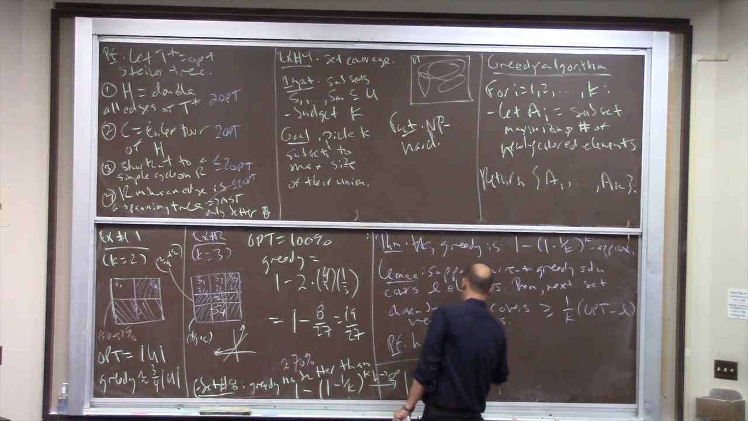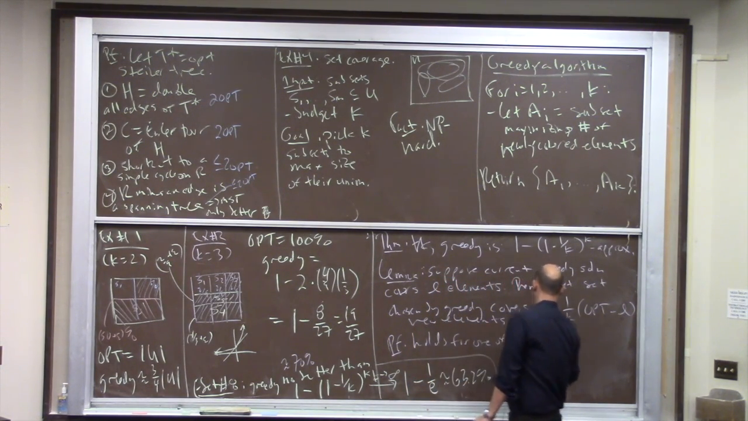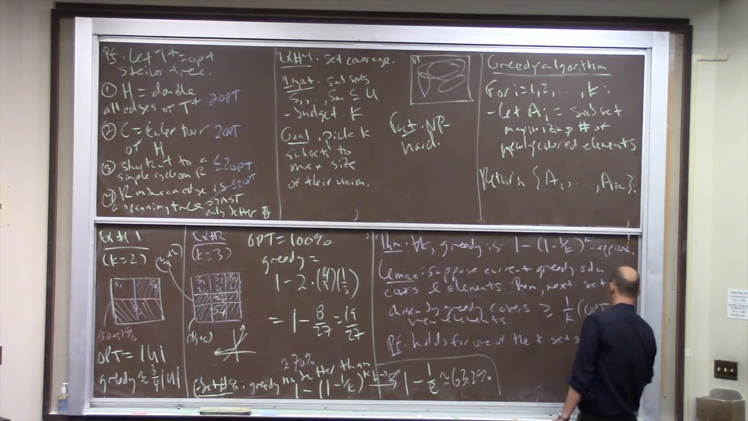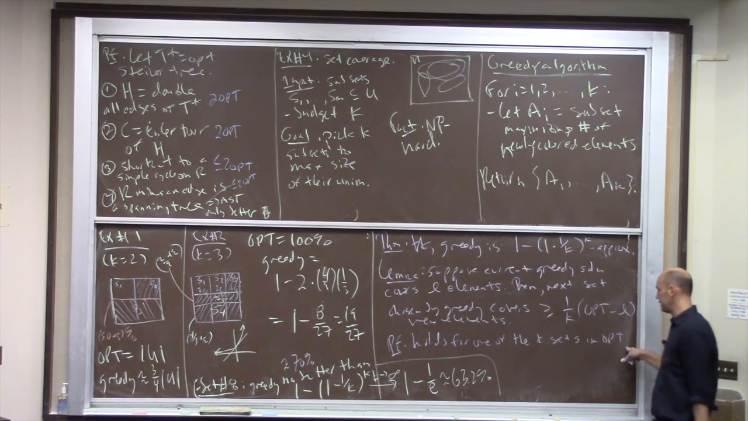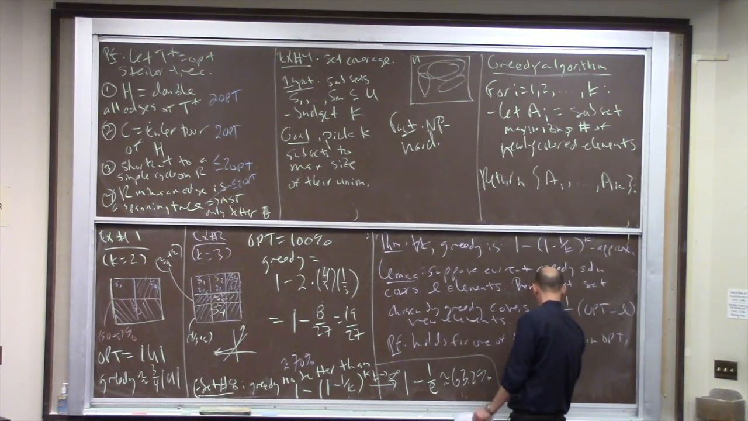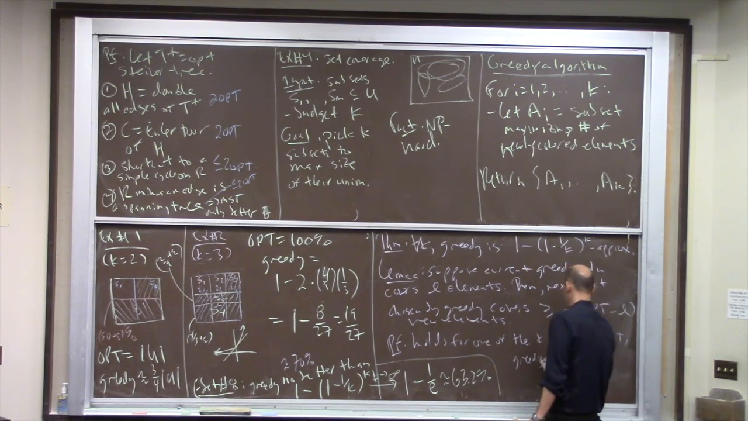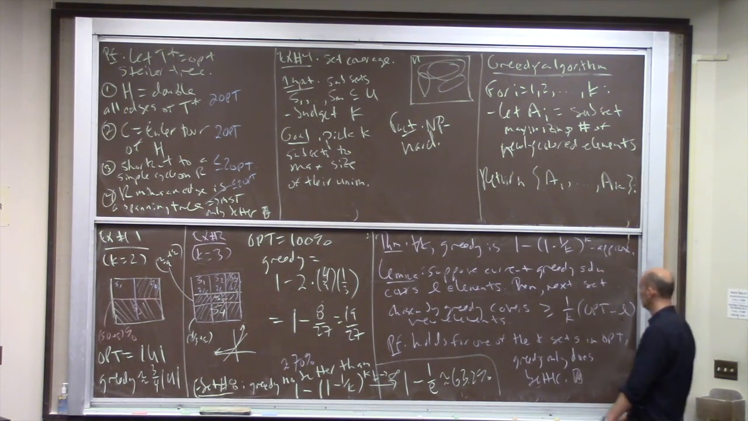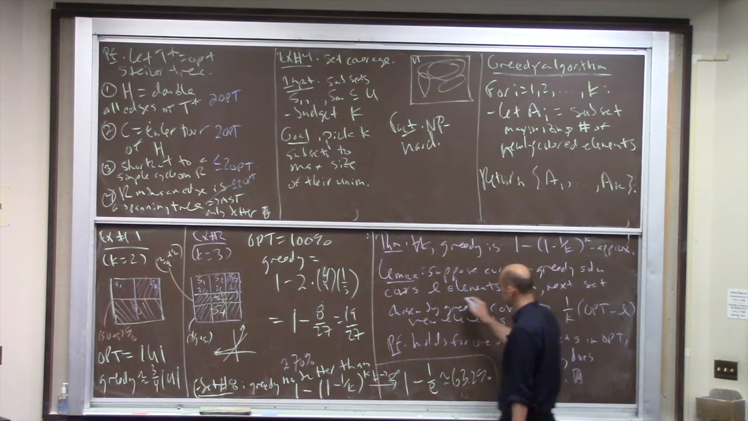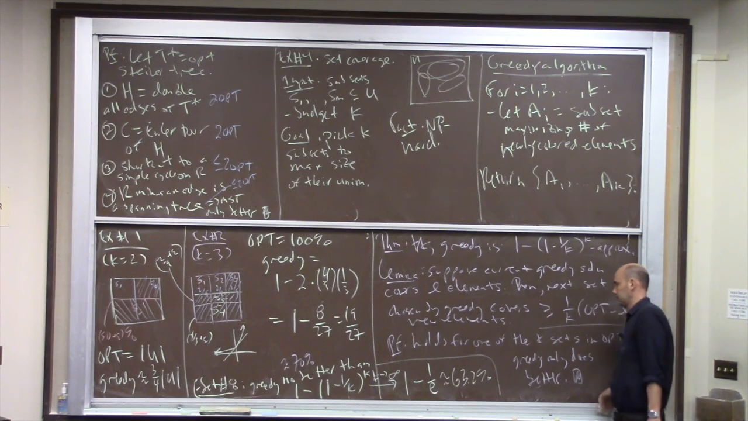So it holds for one of the k sets in opt. Again, it even holds sort of on average for the sets in opt, and of course the max is always at least the average. And our set, greedy, only does better. Okay? So any questions about that? That's the lemma. So we're just a little bit of algebra away from the theorem now.